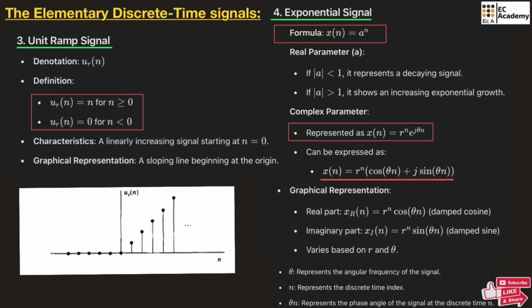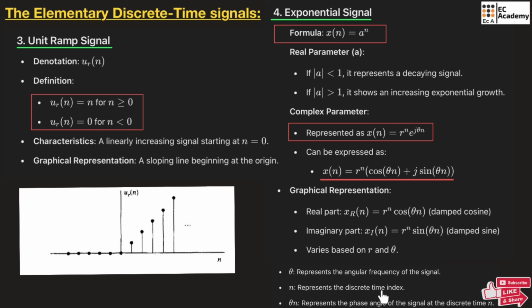We can represent the signal in the complex way as x of n is equal to r to the power of n exponential to the power of j theta n. So exponential to the power of j theta n, we can write it as cos theta n plus j sin theta n, which represents the complex component. So if we substitute that value in this formula, we will get r to the power of n into cos theta n plus j sin theta n. So here theta represents the angular frequency of the signal.